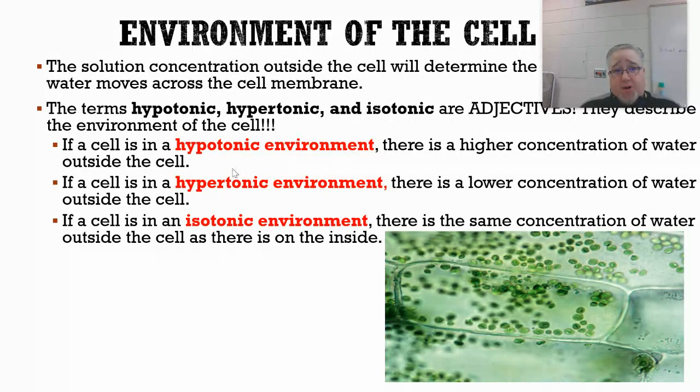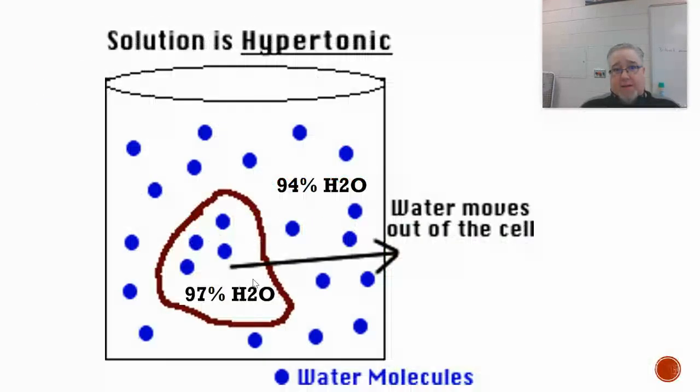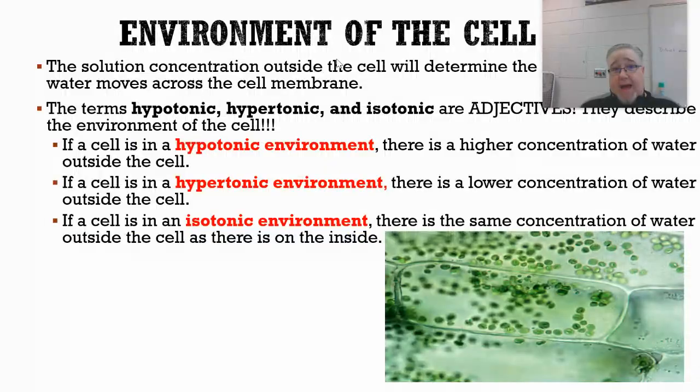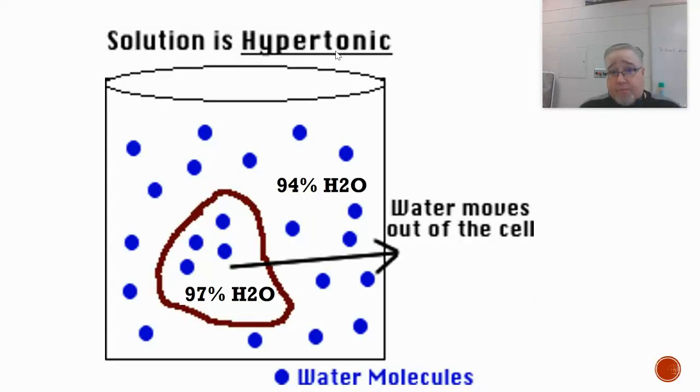So again, these terms are adjectives. Okay, I want you to remember that. They describe the environment that the cell is in. So here's an example of a hypertonic environment. In a hypertonic environment, the concentration of water outside the cell is less than what's on the inside.